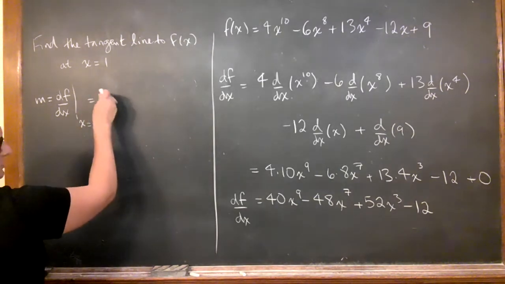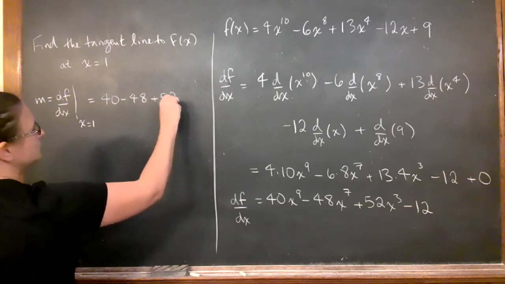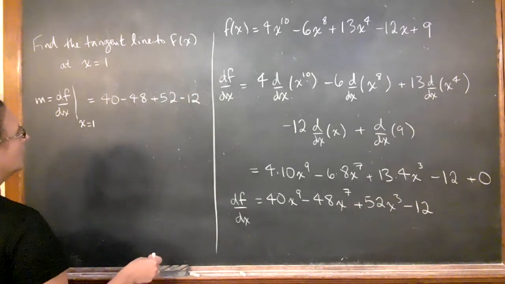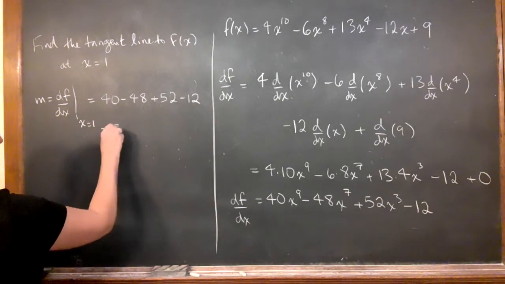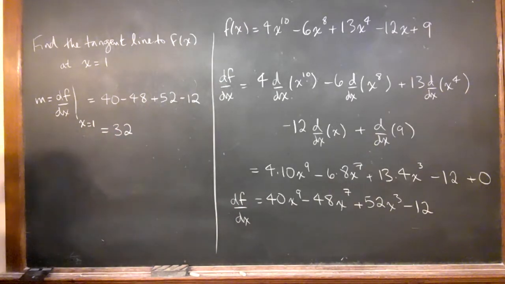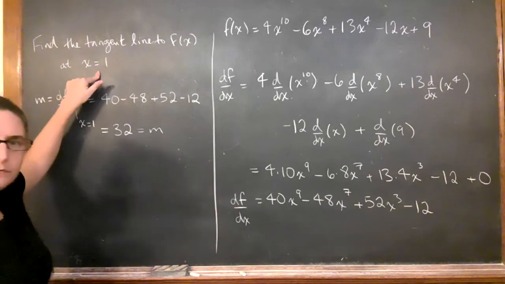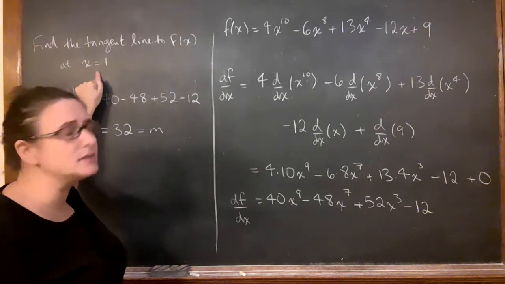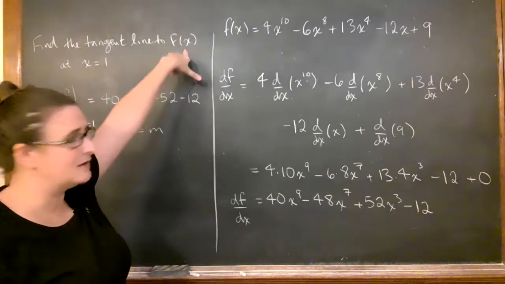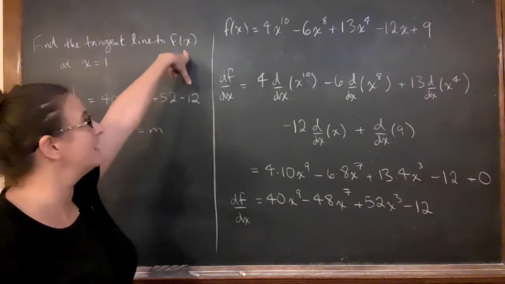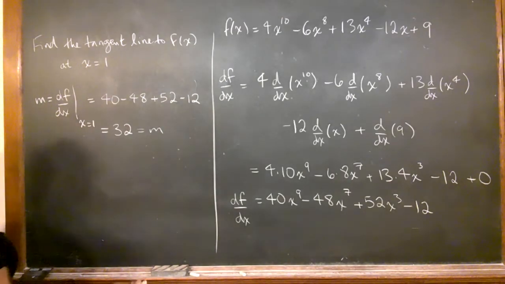At x equals 1, so I just put in x equals 1. So what do I have? 40 minus 48 plus 52 minus 12. So 40 minus 8. So it's 32. Okay? So that's going to be the slope of my line. And then I need the point. Sometimes they'll give you both the x and the y coordinates. Here they only gave me the x coordinate. I do have to figure out the y coordinate. Easy enough. I just put it back in my function, right, because y equals f of x. So I'm going to put this 1 into here now as well to figure out the y coordinate of my point.